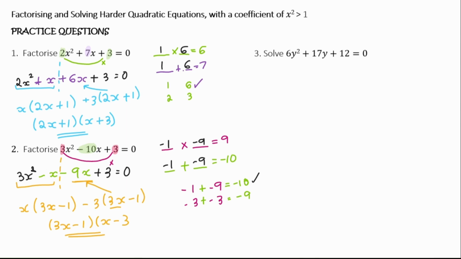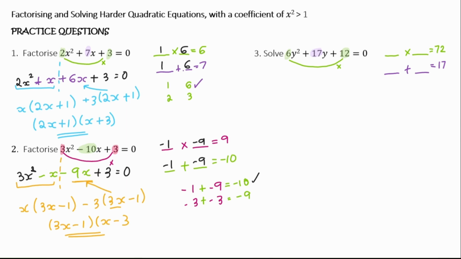For number 3, we have to solve 6y squared plus 17y plus 12 is equal to 0. So first we are going to multiply 6 and 12, which gives us 72. And that means we are looking for two factors that multiply to give us 72. And those same two factors should add to give us 17.